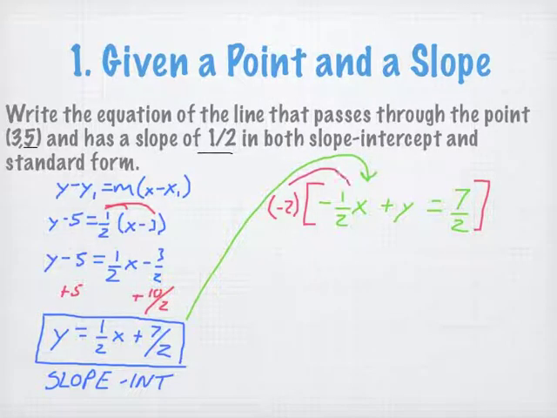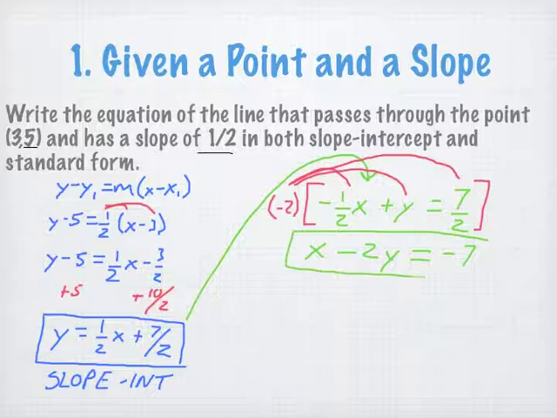And so negative 2 times negative half x, of course, just leaves us with x. Negative 2 times y, that leaves us with minus 2y, or if you'd rather, plus negative 2y. And then finally, negative 2 times 7 over 2 equals negative 7. And so there we have standard form.